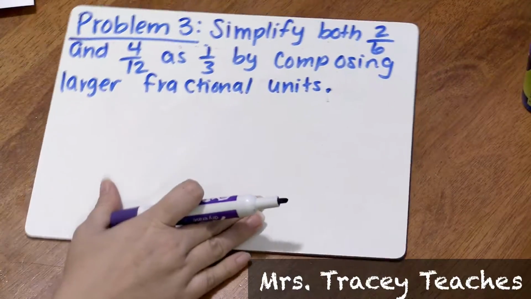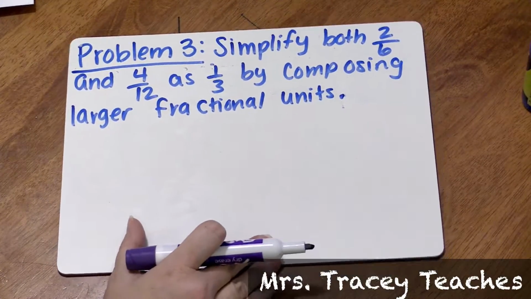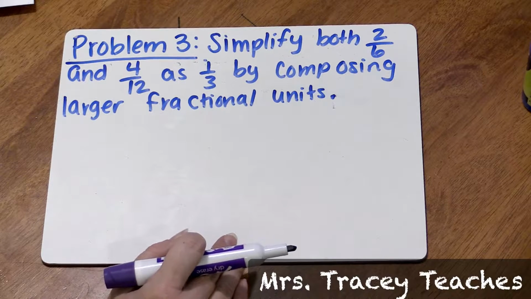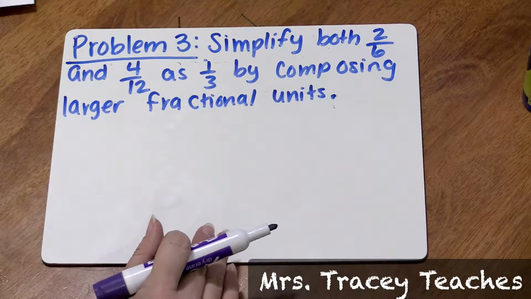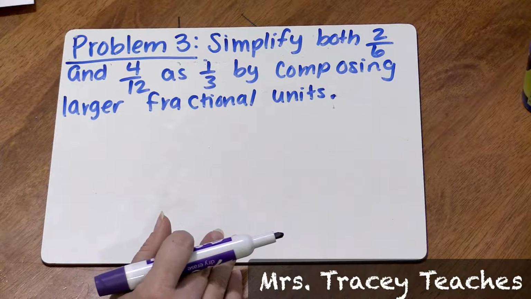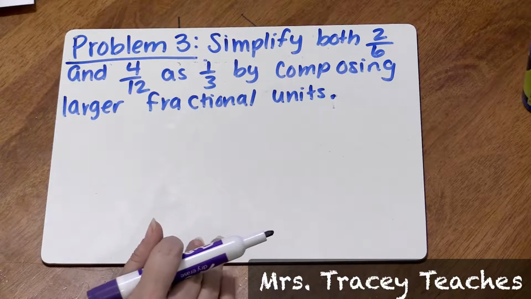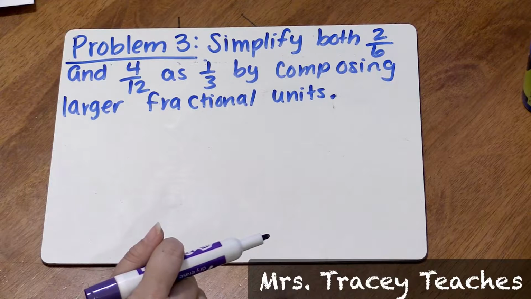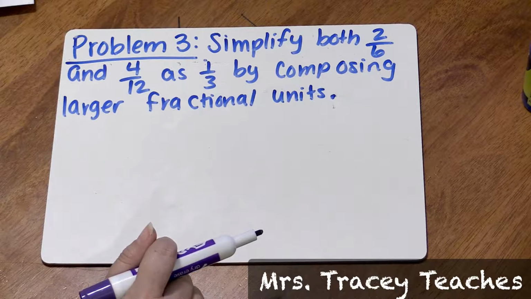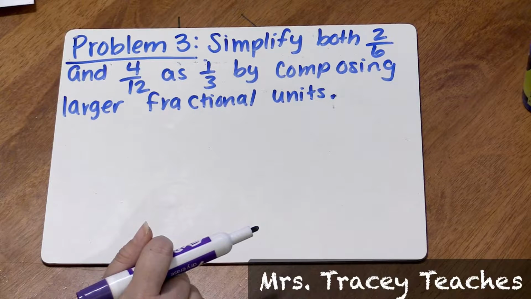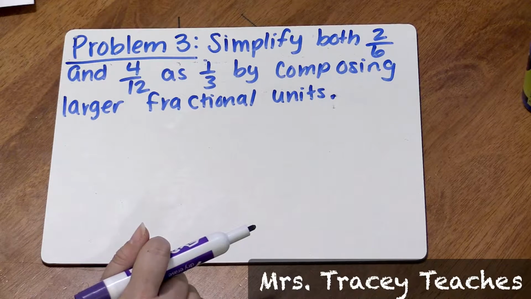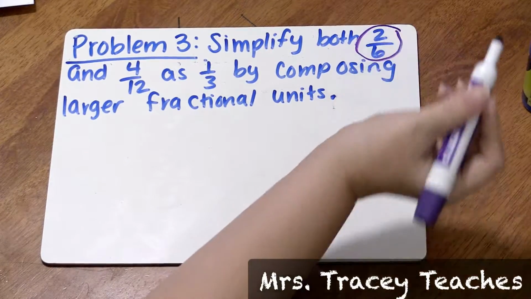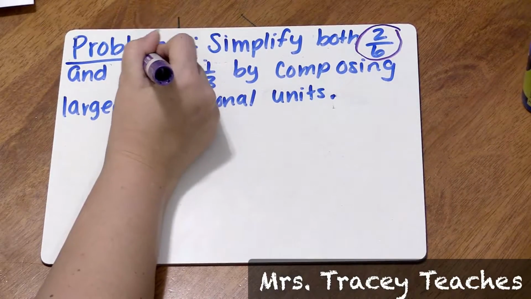Our last problem before we practice our problem set is to simplify both 2/6 and 4/12 as 1/3 by composing larger fractional units. And when we composed fractions in the last 2 problems, what did you notice? We divided to find equivalent fractions, right? And we made equal groups to make larger units. We composed a unit fraction from a non-unit fraction. So we're going to draw an area model to show 2/6, and we're going to draw 4/12.